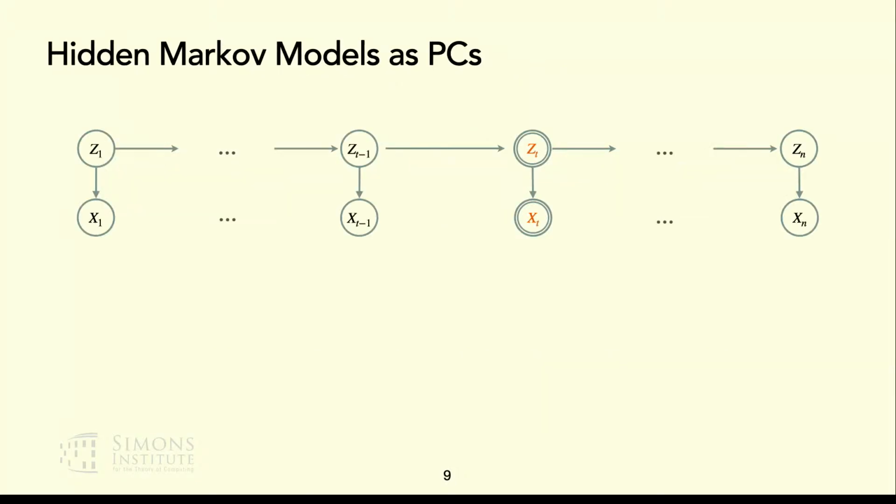Since this is the workshop for circuits and logic, let's represent HMMs as PCs. Here is the graphical model version of the PC. The Z's here are the hidden variables, the latent variables, and the X's are the observed variables, the words. Let me use the whiteboard to show you how to do this.